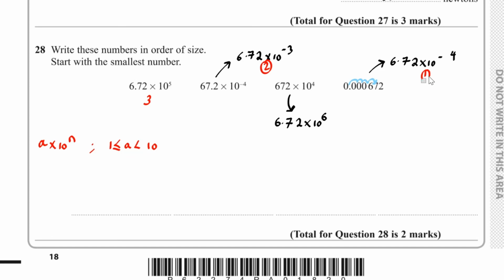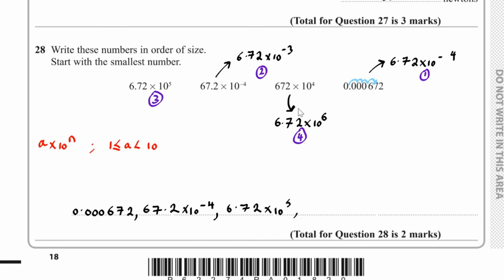So I'll just write all this in a different colour. So here this is the smallest, followed by this, followed by this, followed by this. So write the original numbers down. So here we've got 0.000672 followed by the 67.2 times 10 to the minus 4, followed by the 6.72 times 10 to the 5, followed by the 672 times 10 to the 4.